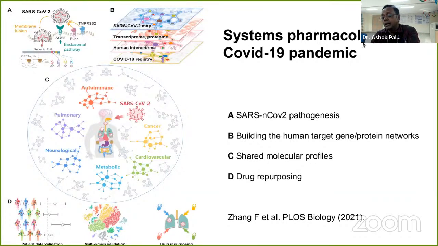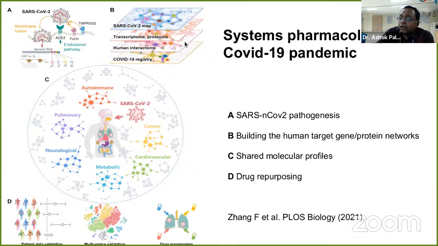So one is medicine, and pharmacology is a subset of medicine, where what we are interested in is the discovery of new drugs and the action of the drugs, okay, towards the treatment of the disease. So this sort of a systems medicine is more specifically called systems pharmacology. And here what we see in A is the pathogenesis of the SARS-CoV-2 virus, the new coronavirus 2.